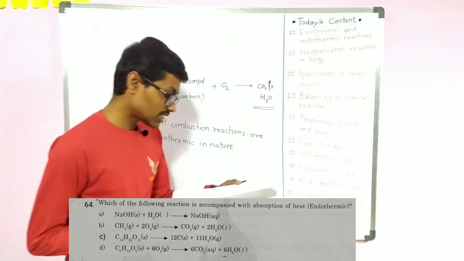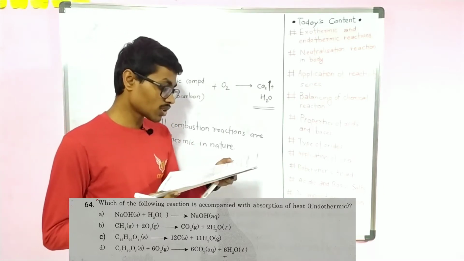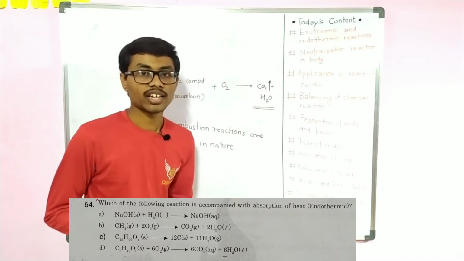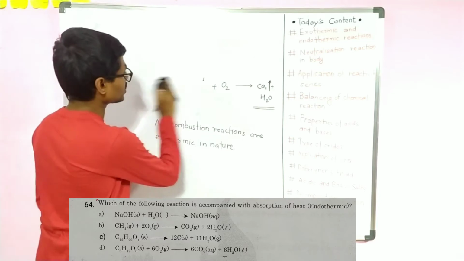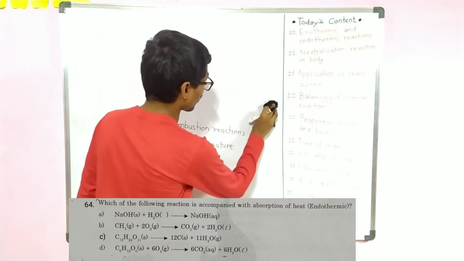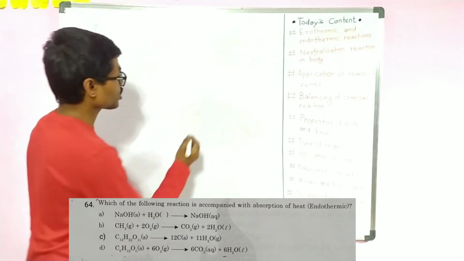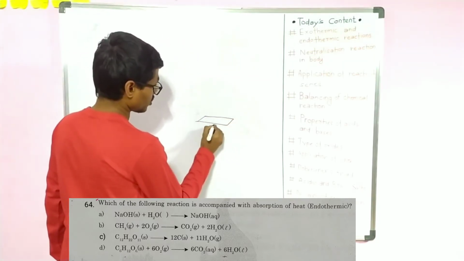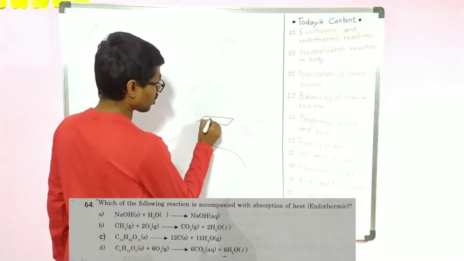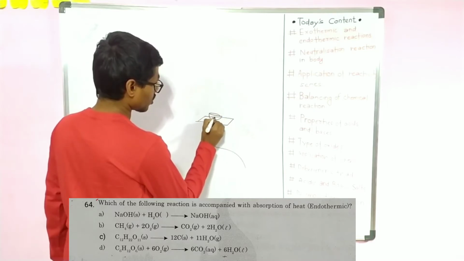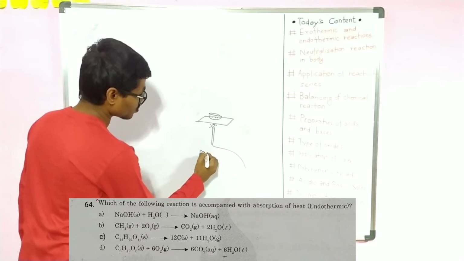Now option C says that we are heating sugar. Heating of sugar will give us carbon black and H2O. This is an experiment which is done in all schools. Teachers ask us to take sugar in a bowl, with a burner placed here, and heat it. When we are heating it, we are providing heat.